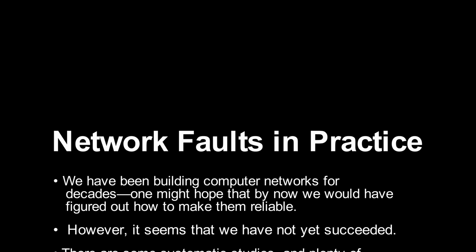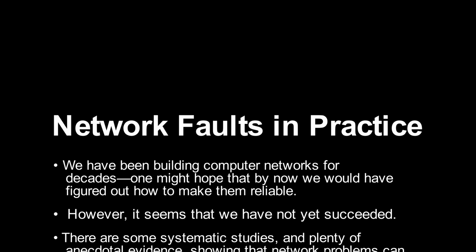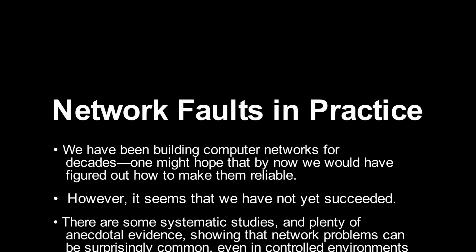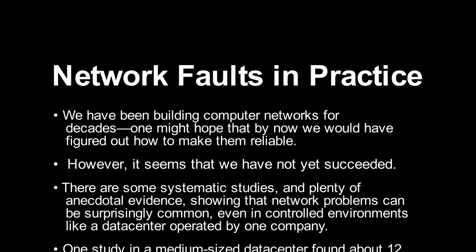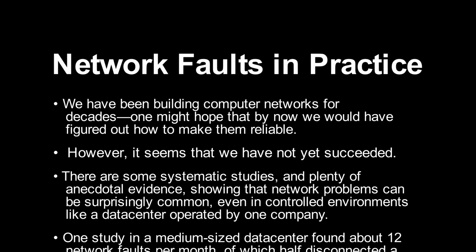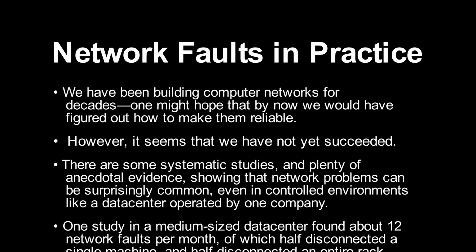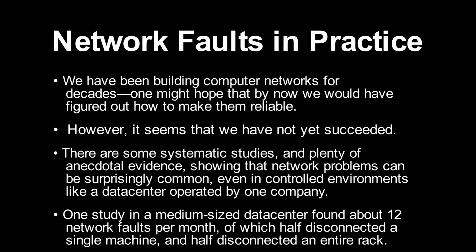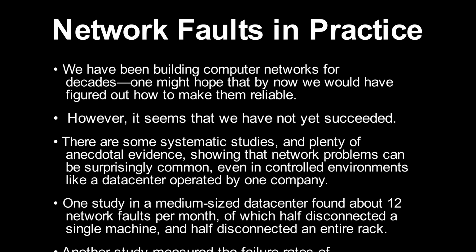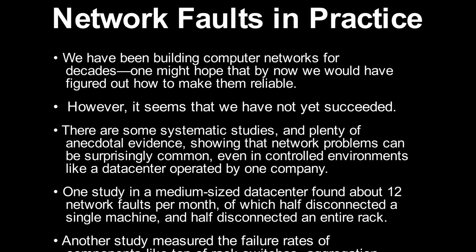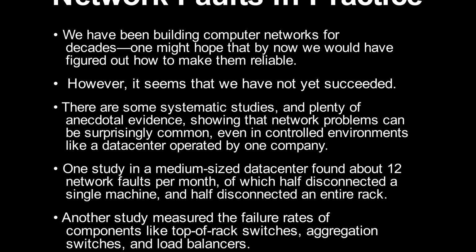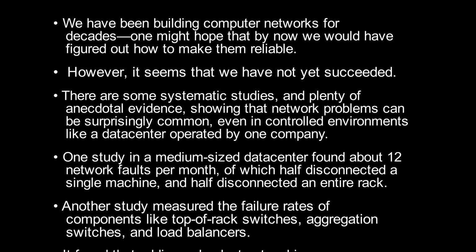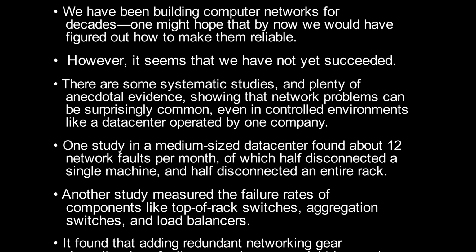Network faults in practice. We have been building computer networks for decades. One might hope that by now we would have figured out how to make them reliable. However, it seems that we have not yet succeeded. There are some systematic studies, and plenty of anecdotal evidence, showing that network problems can be surprisingly common, even in controlled environments like a data center operated by one company. One study in a medium-sized data center found about 12 network faults per month, of which half disconnected a single machine, and half disconnected an entire rack.